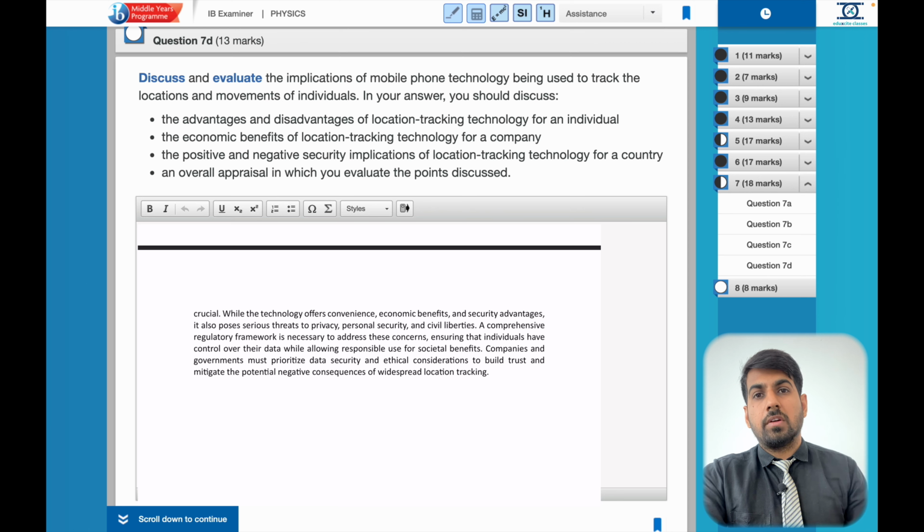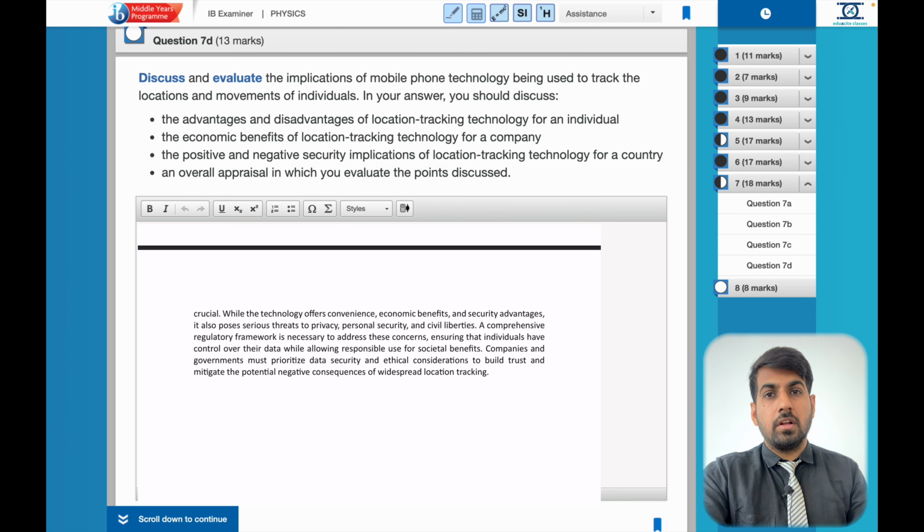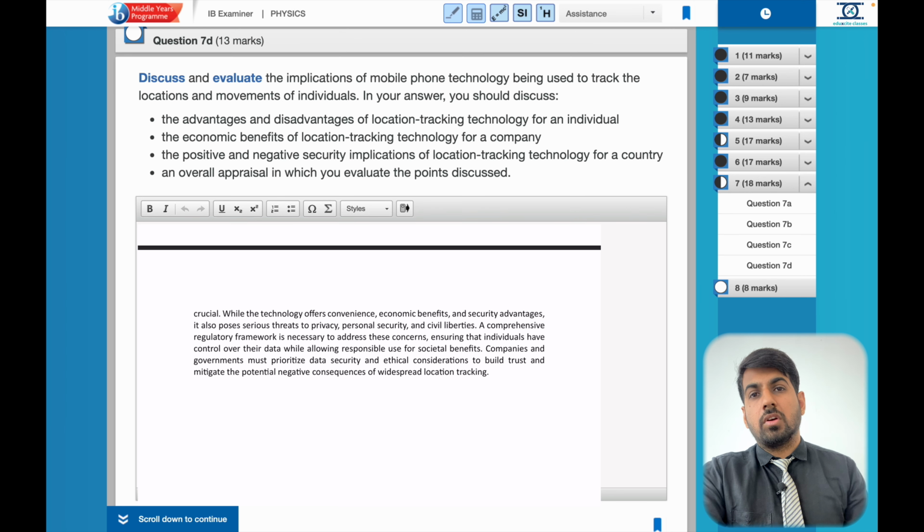So this is how you have to write criteria D. I know it's a bit tough for the students, but you have to practice this. It will come when you read a lot and practice a lot of writing, and that too in a given time frame, guys, because you have limited time in your exam. You cannot just sit and think and not write.